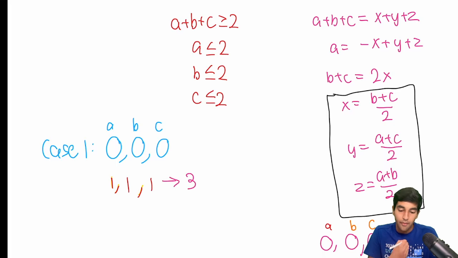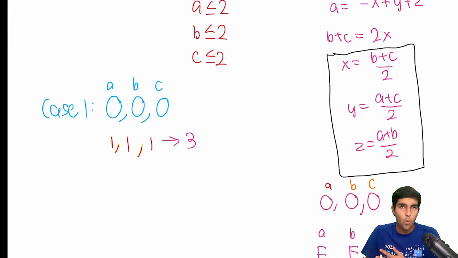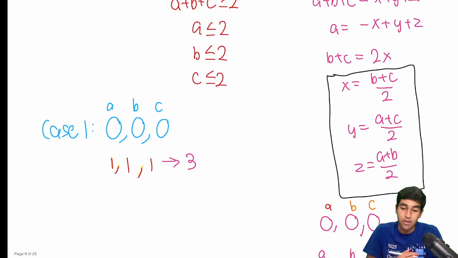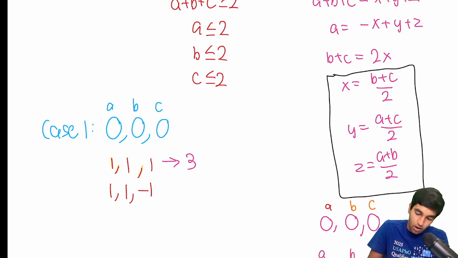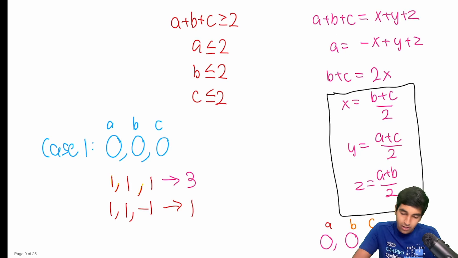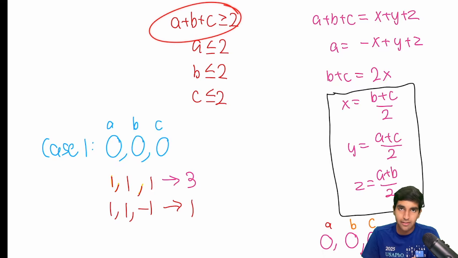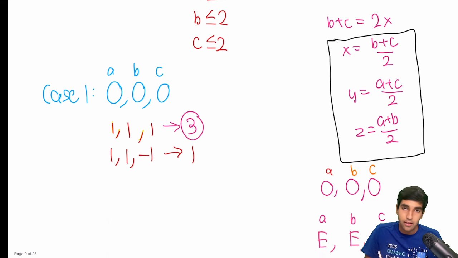Okay, but this is the largest possible integer value of A, B, and C that is odd and less than or equal to 2. What if it was -1? That's the next largest value. So let's say the second largest possible value we could have is 1, 1, and -1, right? We reduce one of them by 2. Uh-oh, this is a total sum of 1. That's not greater than or equal to 2. That's an issue, so this is not going to work. Even if we reduce just one of the values by 2, we don't satisfy this condition. So all of these cases don't work. This is really the only case that does work.